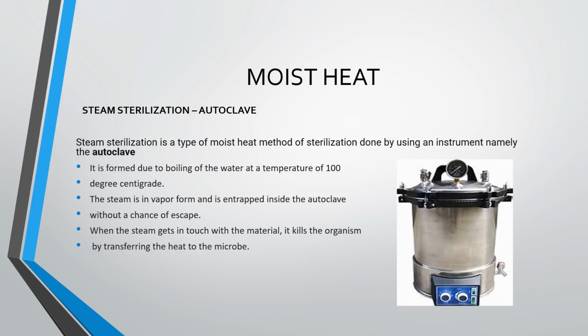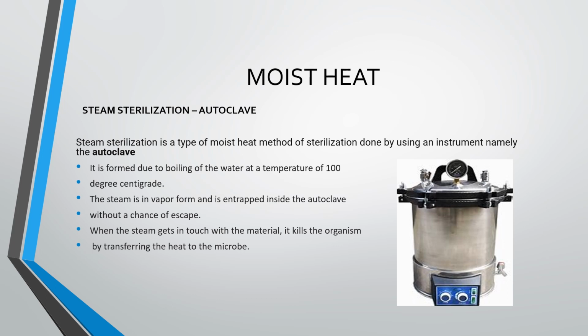Coming to moist heat, which I've shown you, moist heat comes under normal heat, and normal heat is of two types, dry heat and moist heat. Well, coming to moist heat, as I told you, autoclave is used. So this is the picture of an autoclave where steam under pressure is used. The autoclave is also called steam sterilization, which is a type of moist heat method done by using an instrument, namely the autoclave.